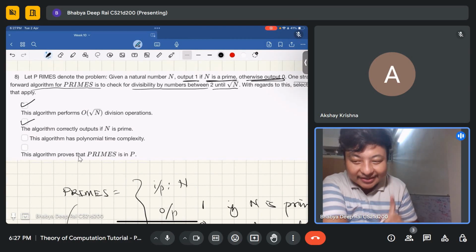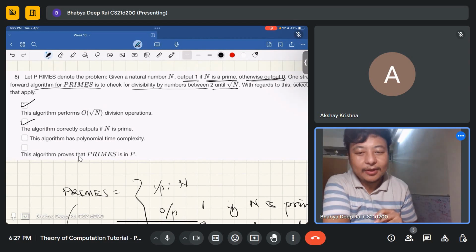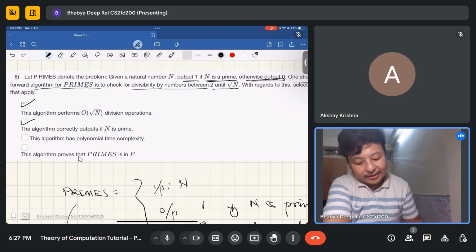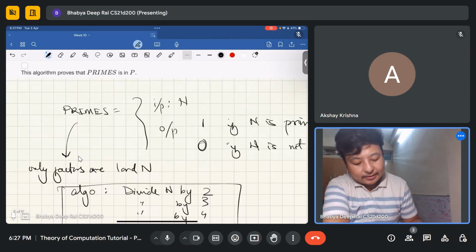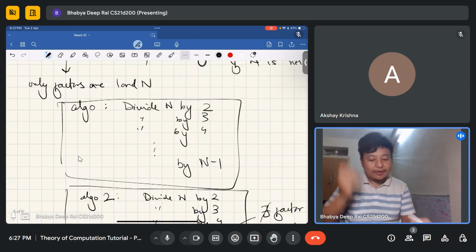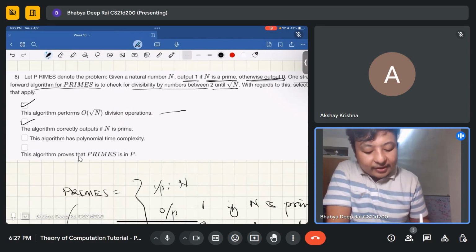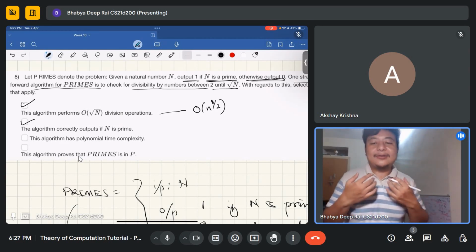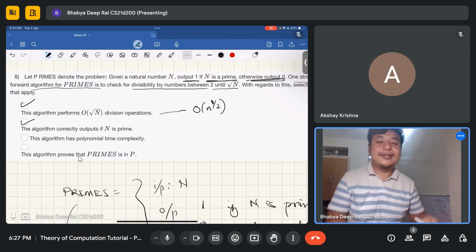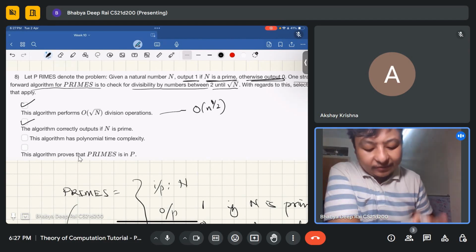Now, this algorithm has polynomial time complexity. Now here's the tricky part. The problem here is actually as follows. The problem, or the catch: it looks like it takes polynomial time, right? It takes only order root n time. So what is order root n? Order root n divisions, which is order n to the half. So this is still polynomial. Actually, this is slightly better than polynomial in some sense.